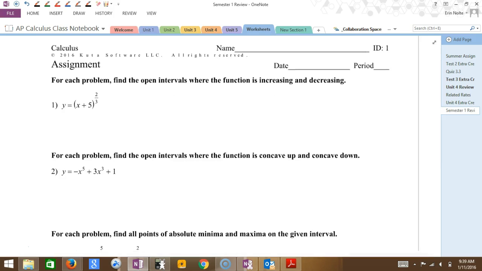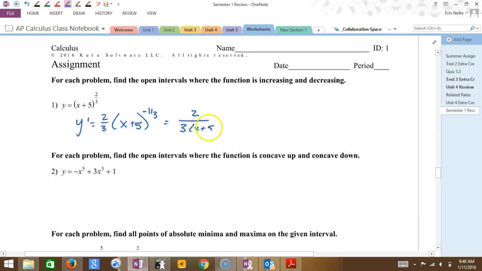So for each problem, find the open intervals for which the function is increasing and decreasing. How do we find that if we are given a function? First derivative. So the first derivative would be 2/3 to the negative 1/3. And then don't forget to derive by the inside, which is technically 1. So we don't have to say that, but just don't forget about it. So then we have 2/3 (x plus 5) to the negative 1/3.